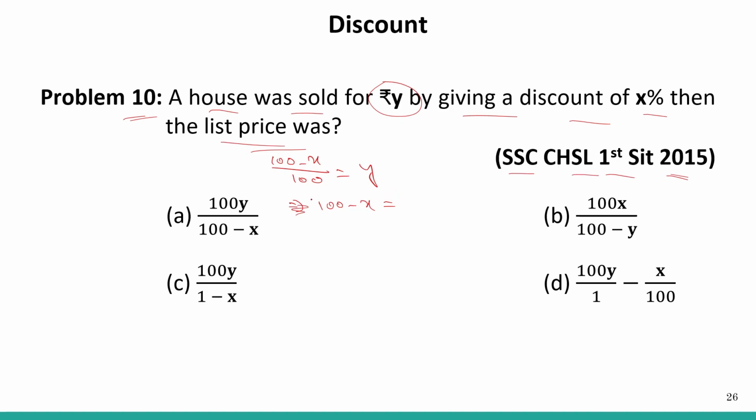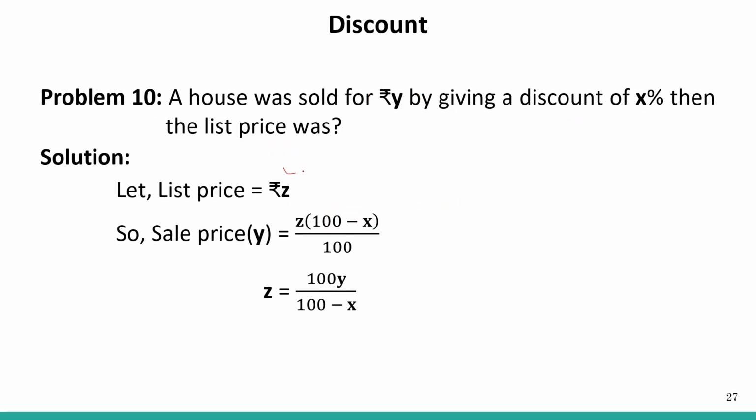So we want the list price, right? So listed price will be what? 100Y is equal to 100 minus X. Okay. So let the list price be Z. So sale price is equal to Z into (100 minus X) by 100. So Z will be what? 100Y by (100 minus X). So this will be the correct answer.